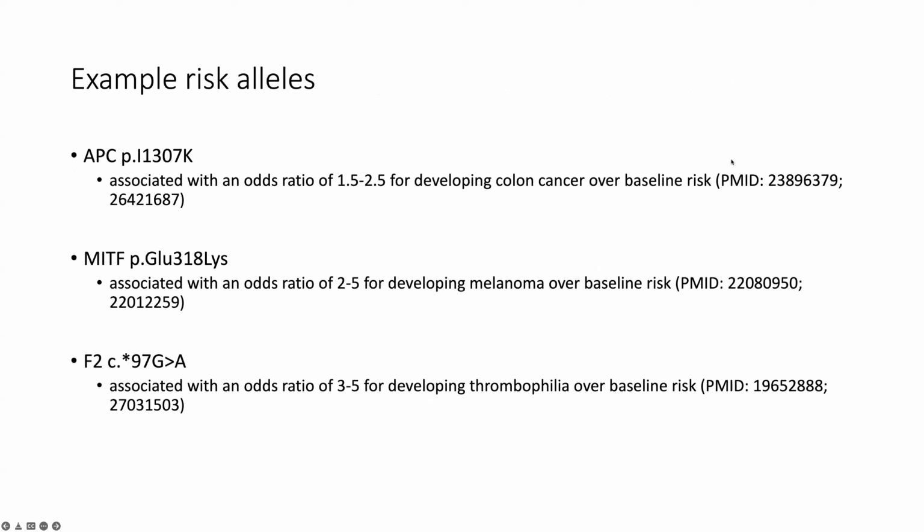So here are some examples of risk alleles. So these are things with, again, very low penetrance. You really generally see these in case control studies rather than clear inheritance in families. But here's a common variant in the APC gene that has an odds ratio of around 2 for developing colon cancer. This variant in the MITF gene that's associated with melanoma risk, and then factor 2. So that's associated with thrombophilia. And this is a variant that had been tested for clinically for a while.